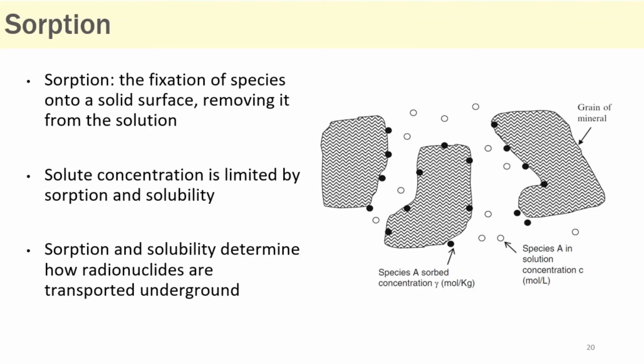Sorption is the fixation of an atom or molecule onto a solid surface. When an ion or radionuclide sorbs to the rock medium, it decreases the concentration of that solute. And depending on the amount of sorbed material, it can also change the porosity of the rock medium. Clay has a high sorption capacity due to the negatively charged minerals it contains. Clay is also alkaline and reducing, which can affect the solubility of radionuclides.